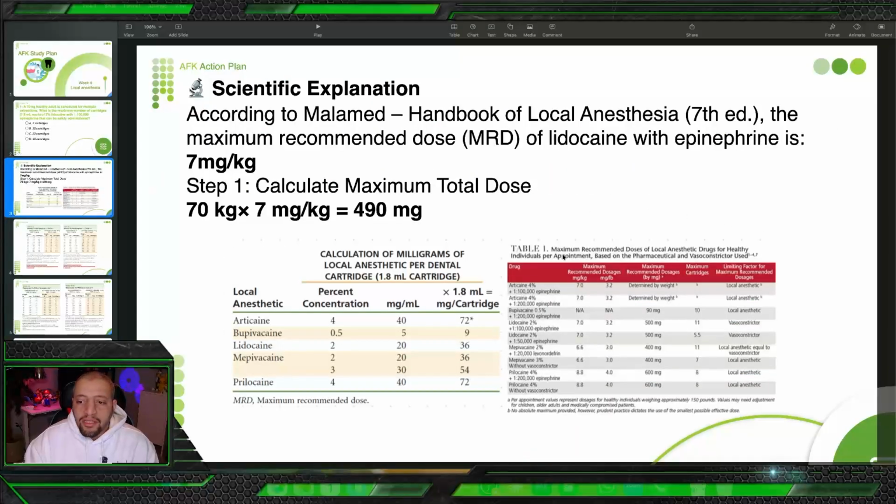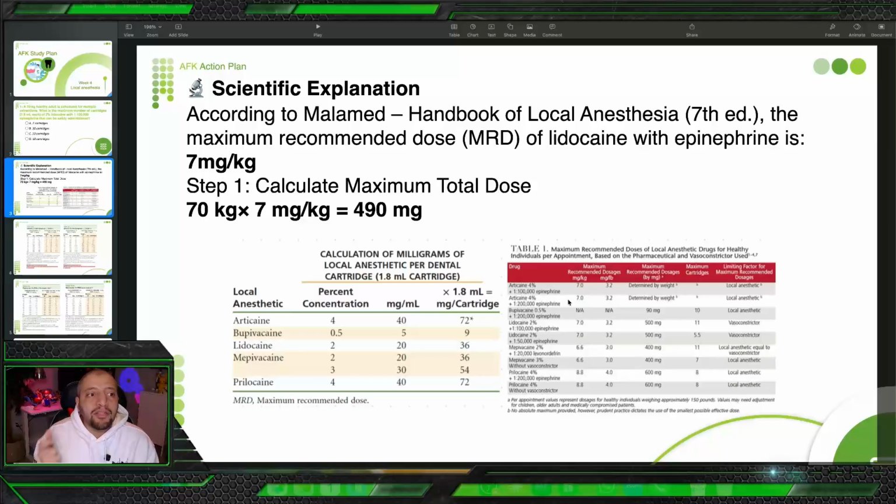So we need to understand 2 major factors. The first factor is the maximum dose or recommended dose per kilogram. As you can see, we have the numbers here. Articaine and lidocaine have 7, we have mepivacaine 6.6, prilocaine 8, and for bupivacaine 2, which is not written here. This is the maximum per kilogram, and then you need to multiply this number by the kilograms of your patient, and it will give you the maximum amount of LA.